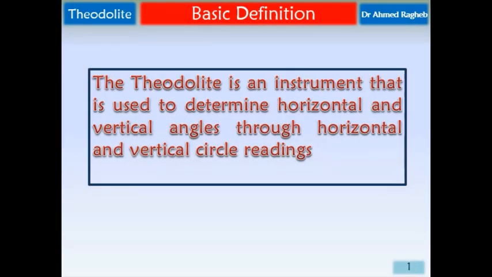Theodolite. Most importantly is to define the theodolite at the start. It is an instrument that is used to determine horizontal and vertical angles through horizontal and vertical circle readings.